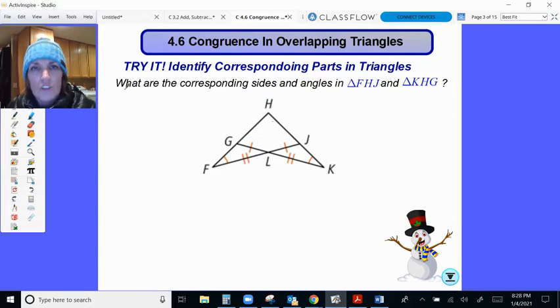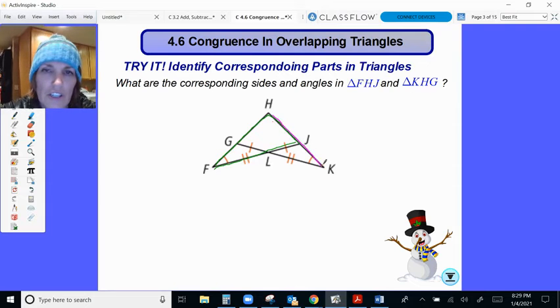Okay, so we're looking here. What are the corresponding sides and angles in triangles FHJ and KHG? And so first of all, which triangles are we talking about? Sometimes when you're looking at all these, it looks like there are all kinds of triangles in it, right? So we're talking about FHJ. So here's one of my triangles, FHJ. So this triangle right here. And our other triangle is this KHG. Okay, so KHG here. Didn't draw that too good, but that's okay.